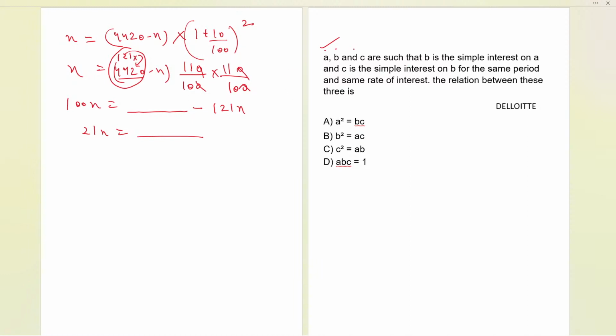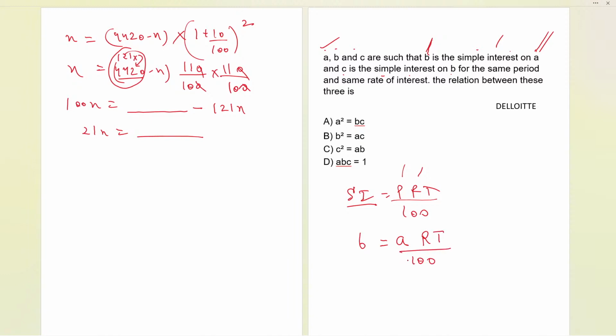Now let us see. A, B, C are such that B is the simple interest on A, and C is the simple interest on B for the same period and the same rate of interest. What is the relation between these three? Here B is the simple interest on A. The simple interest formula is PRT by 100. Can I say simple interest is B? Yes. Now the principal is A, so principal will be A only. Rate we don't know, so let us write R only, T as T only, divided by 100.